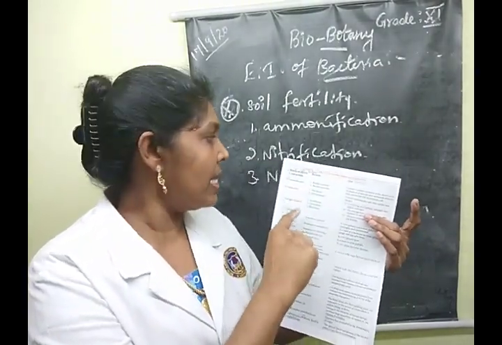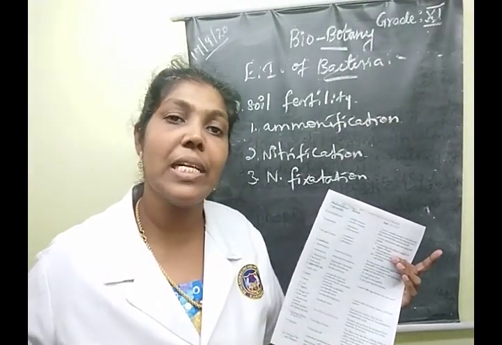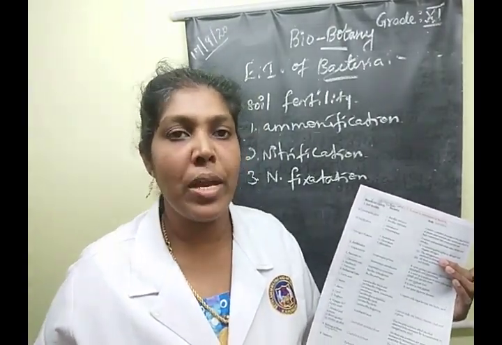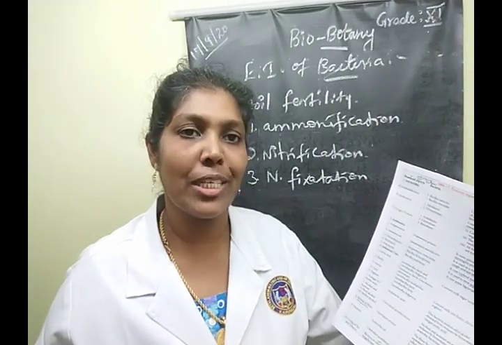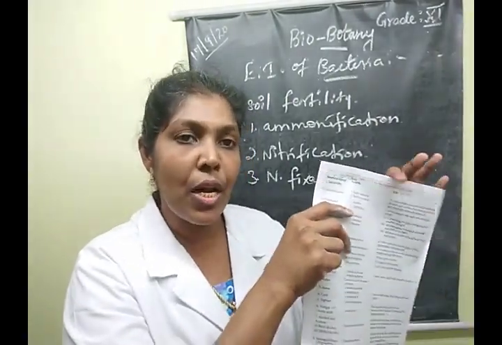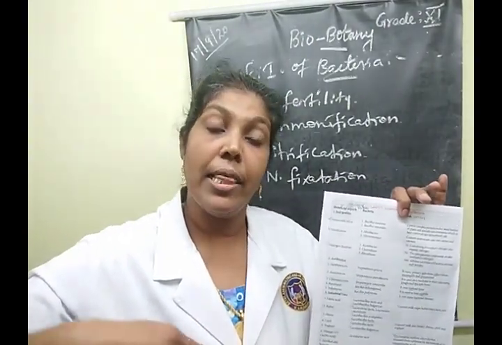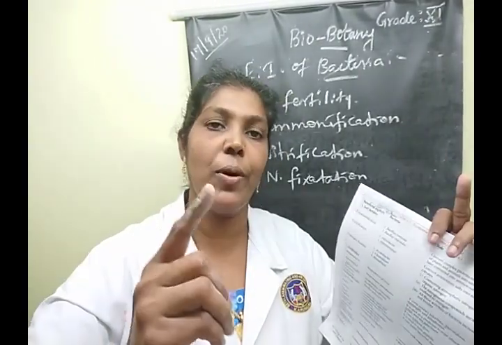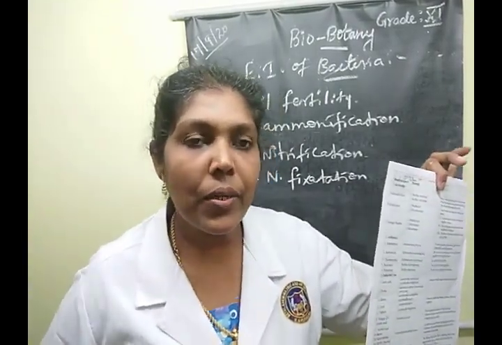Clear children? The next one is nitrogen fixation. Here the bacteria involved are Clostridium, Rhizobium and Acetobacter. These are the bacterial species involved in this process. First there is atmospheric nitrogen, which is converted into organic nitrogen. The next step, the nitrogenous compounds are oxidized into which form? Very good, nitrate form. Clear children? So these are the processes.